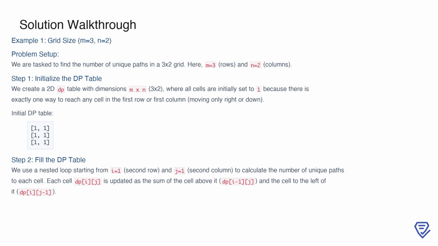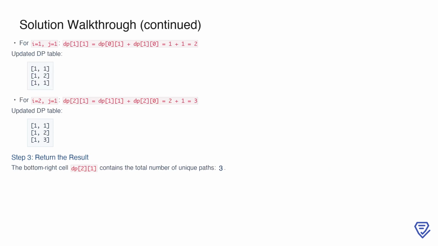Next, we fill the DP table using the relationship that each cell's value is the sum of the cell directly above it and the cell directly to its left. This approach ensures that we account for all possible paths to each cell in the grid. Now, let's start filling in the values for the DP table. For the cell at row 1, column 1, we calculate dp[1][1] as the sum of the cell above it, dp[0][1], and the cell to its left, dp[1][0]. This gives us 1 plus 1 equals 2, so we update dp[1][1] to 2. The updated DP table becomes 1, 1, 1, 2, 1, 1.